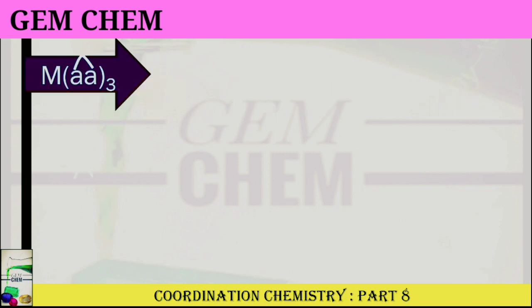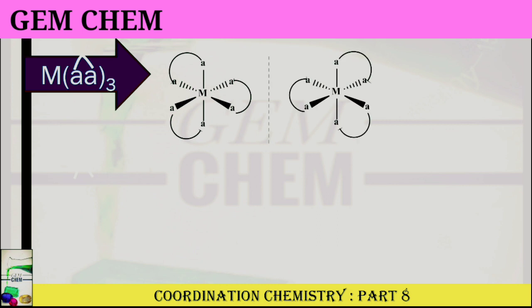Now we are going to shift to M(AA)3. So in this case only one possibility, which is this one, is possible, and it does not have any symmetry element present, as a result of which we can conclude that it is having an enantiomeric pair. So these are the two mirror images of each other which are non-superimposable.